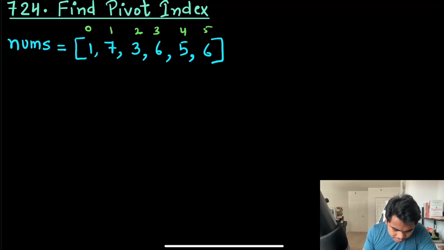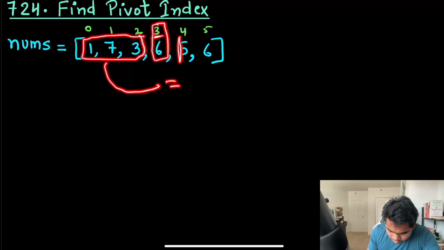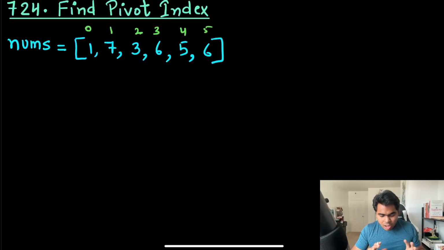So what we are really trying to do is find an index. Let's say this was that index. If I'm choosing this index as my answer, then the left sum of these values has to be equal to the right sum of these values, right? So this is 11 and this is also 11. So this will be my answer, right? So how do we do that?